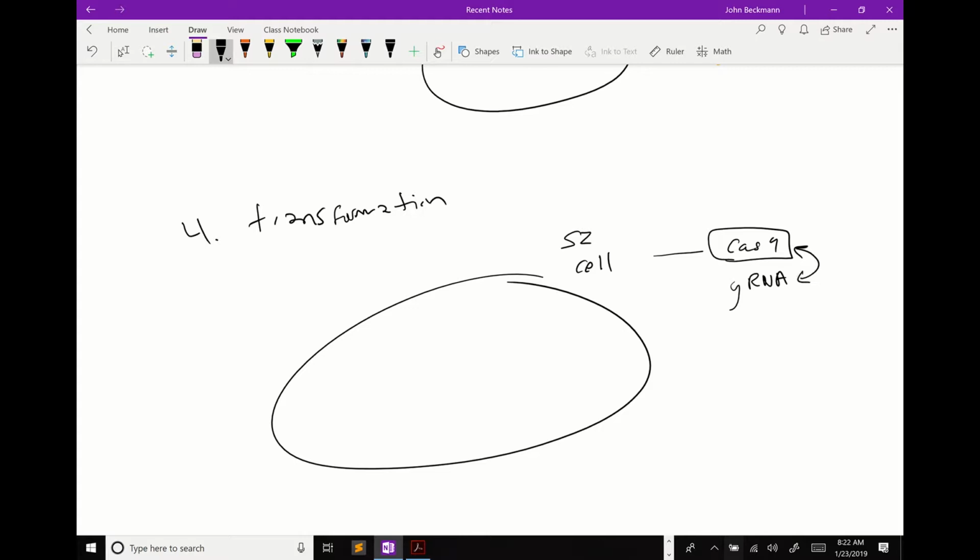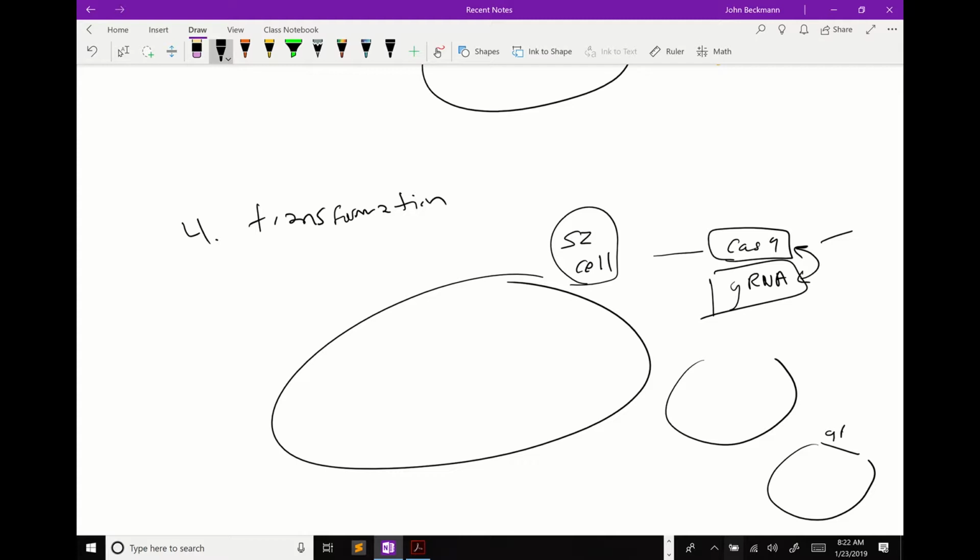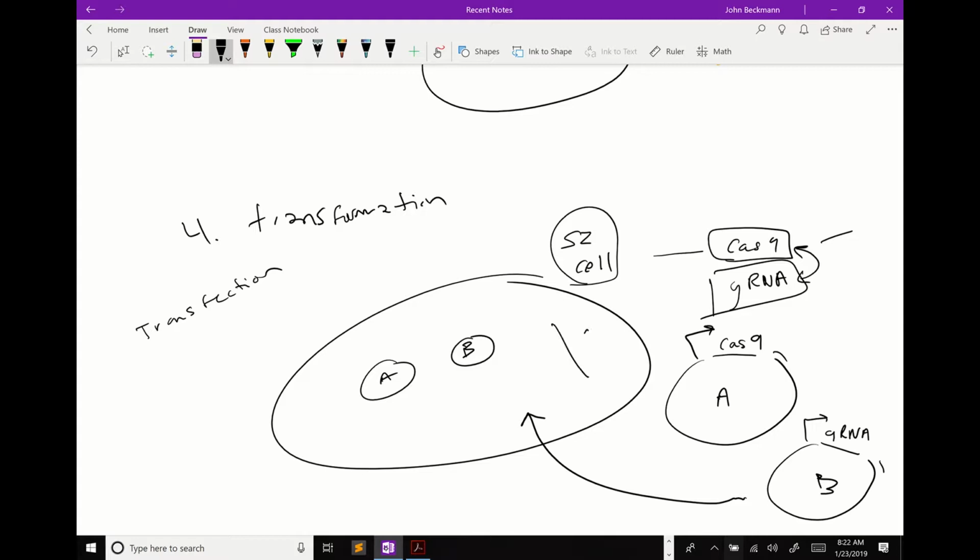And the way that you give these two pieces to the cell is you can put those on two plasmids. You can put a plasmid with the guide RNA, and you can put a plasmid with the Cas9 gene, and they have their promoters, and they have their terminators. And if you have plasmid A and plasmid B, you can then get the cell, if it's a eukaryotic cell, this is called transfection, to uptake plasmid A and B, and now in theory you can edit the chromosomes of the cell by making Cas9 and guide RNA.